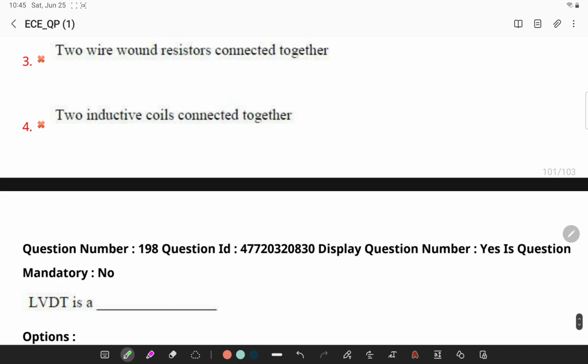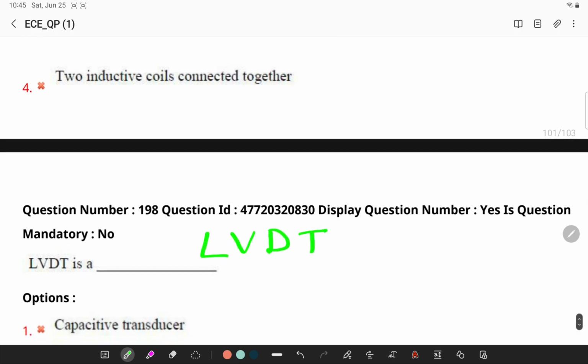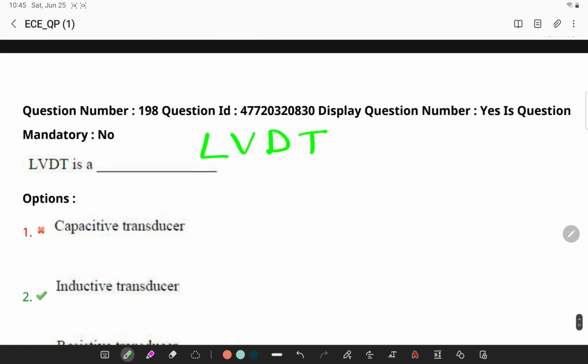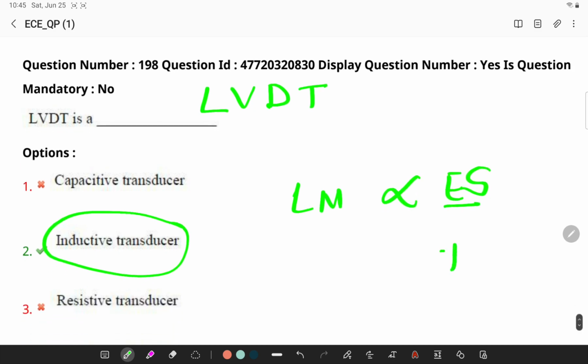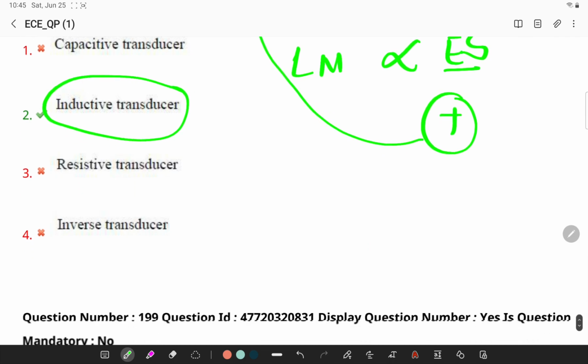Next, LVDT is linear variable differential transformer, which is a widely used inductive transducer, which converts linear motion into an electrical signal, and the output across the secondary of the transformer is differential. That is what is called linear variable differential transformer.